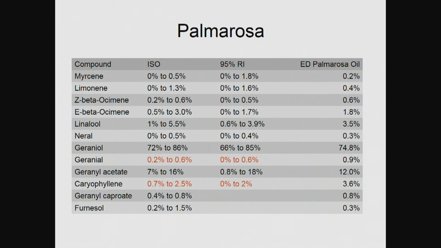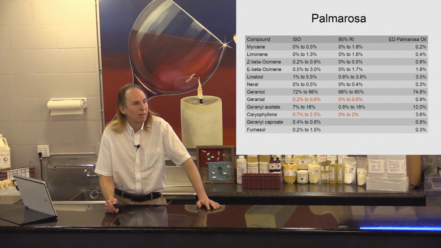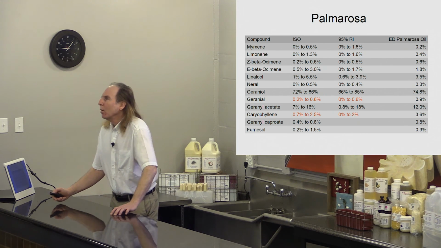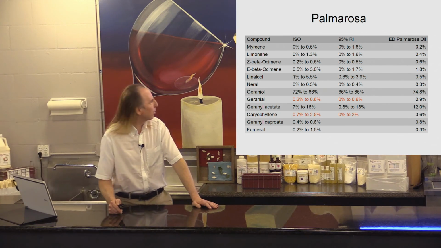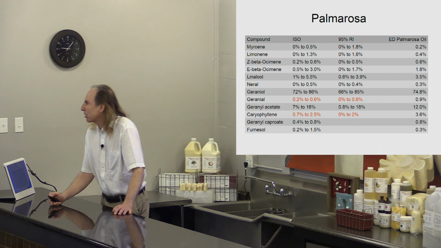Here's a palmarosa. Here we have some things that are out of spec, both by the ISO and by the 95% reference interval. The areas that need to be flagged are geraniol, should be between 0.2 and 0.6, and we find it at 0.9. It's also out of spec for the reference interval. We also have a problem with caryophyllene at 3.6% compared to 2.5 or 2%. Those are 2 specs out of a long list, and so given the natural variation between oils, this is another oil that I didn't flag as problematic. Also, I have to think to myself, would somebody intentionally adulterate palmarosa oil with an extra 0.3% of geraniol? And I don't think that's a very reasonable suspicion to have.